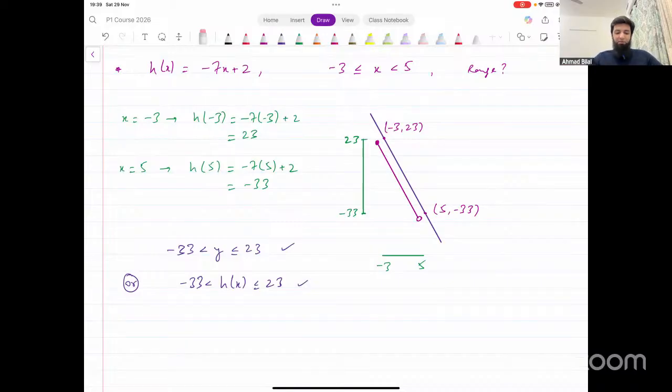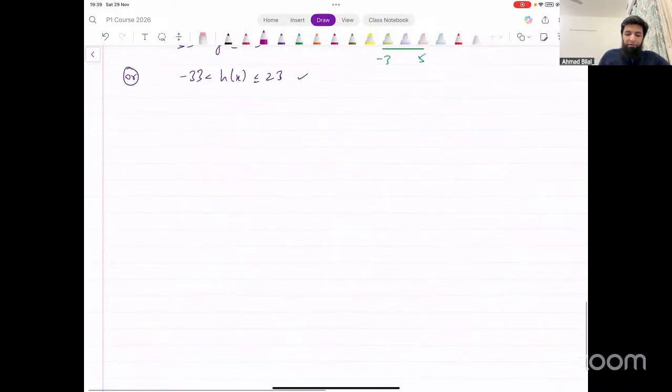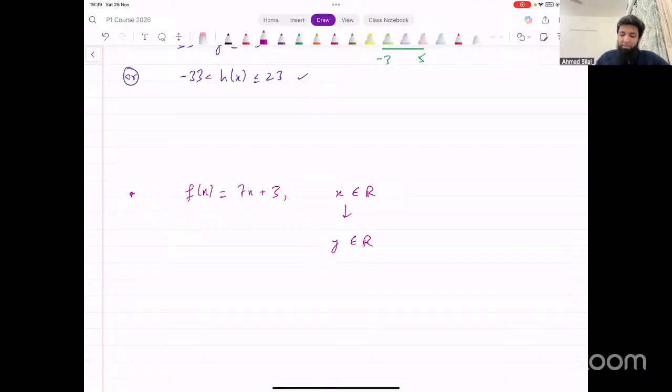All right, so that's for linear functions. All right, I hope that makes sense. If you have any function that does not have any restriction, for example, if you have a function like f of x equals 7x plus 3, if it's a linear function with domain all real numbers, the range for this function is also going to be all real numbers because this is a straight line.